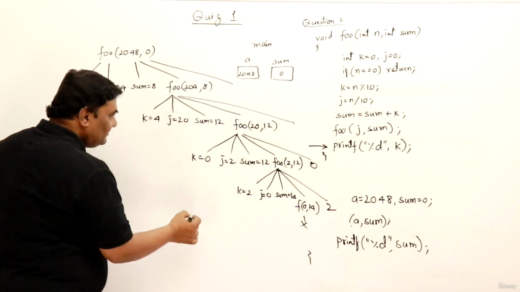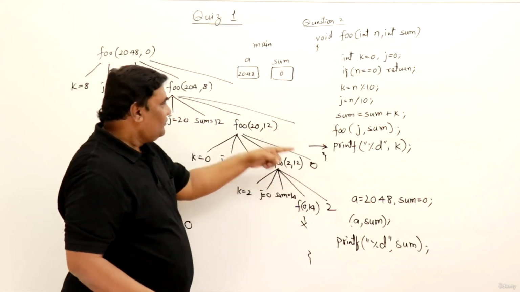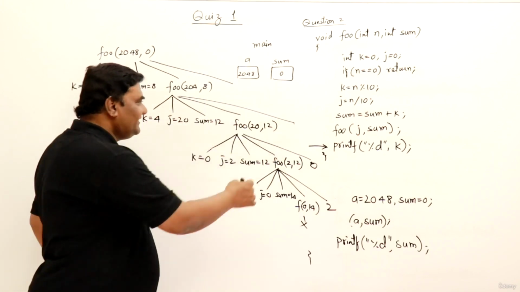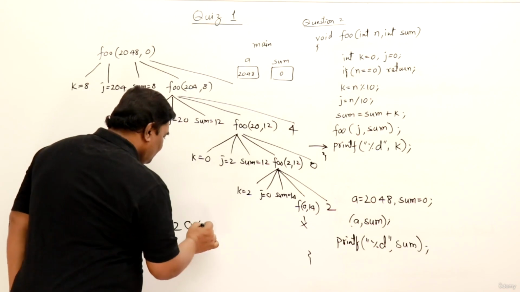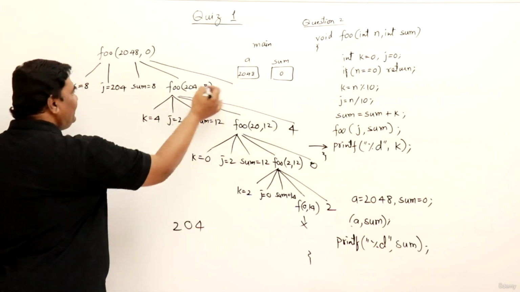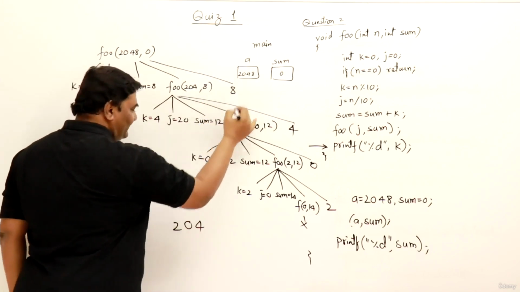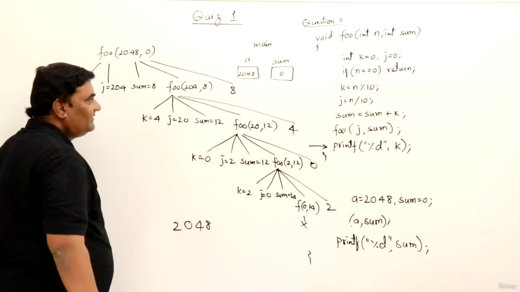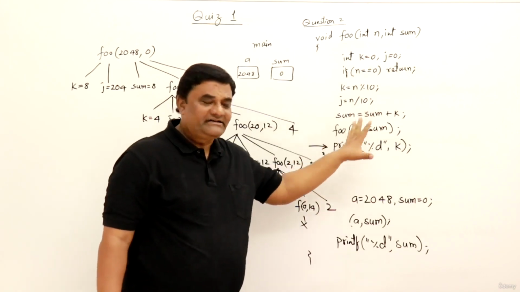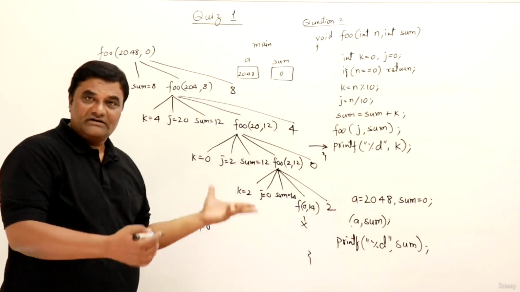So this is 0. Then this finishes. Go back to the previous call in this one. So this is remaining. Print k. What is k? 4. So print 4. Then go back to the previous call. This is remaining. So print k. What is k? 8. 8. 2048. And this function ends. Function ends. So this tracing is over.